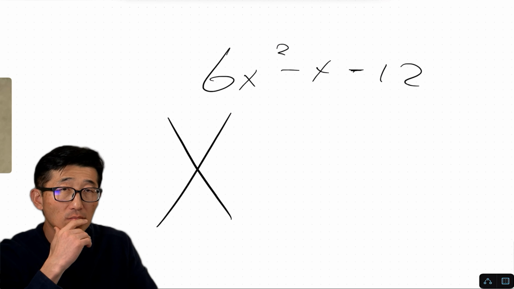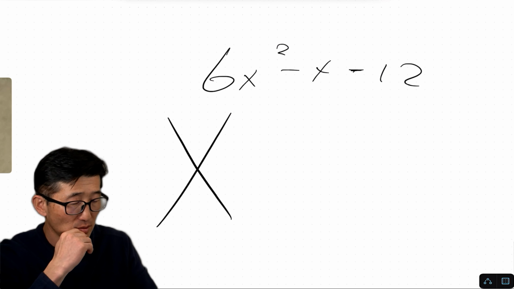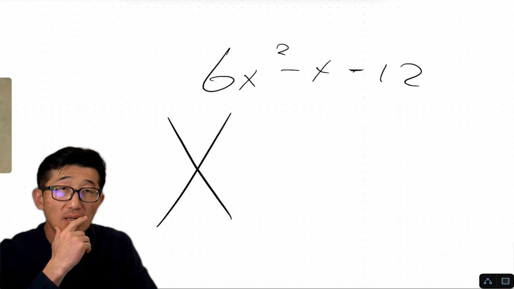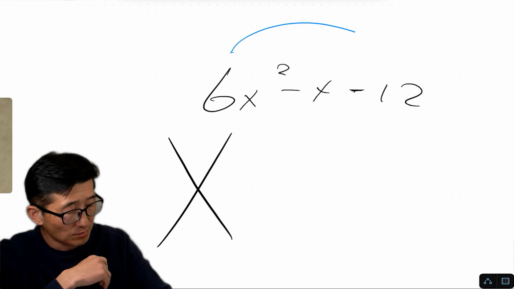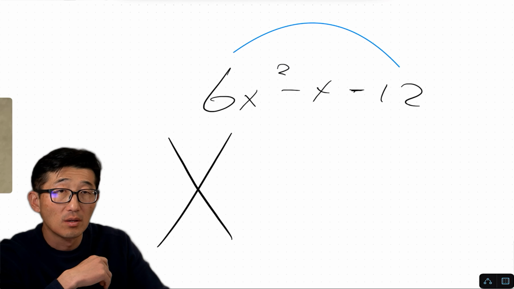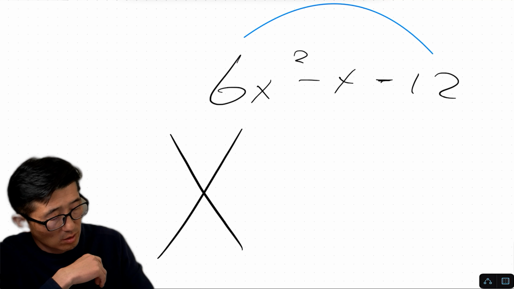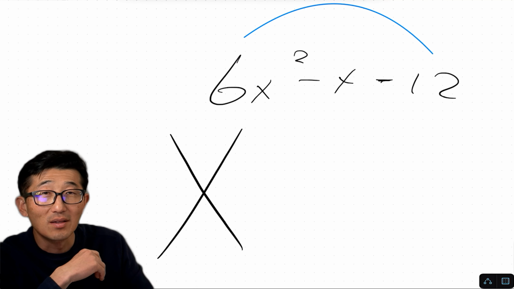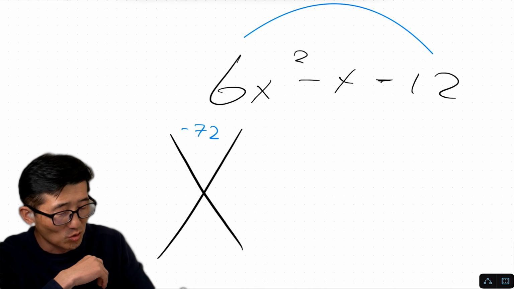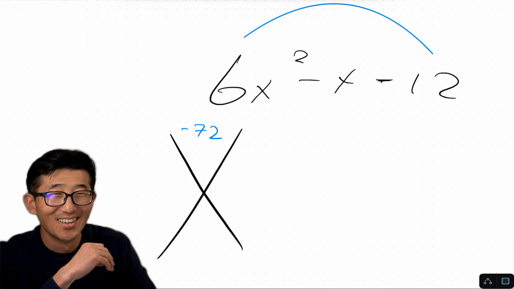Sorry. It's okay. You want to multiply 6 times negative 12. Which gives you... Oh man, I can't do it. Let's see. That's negative 72. Okay, negative 72. Thanks.